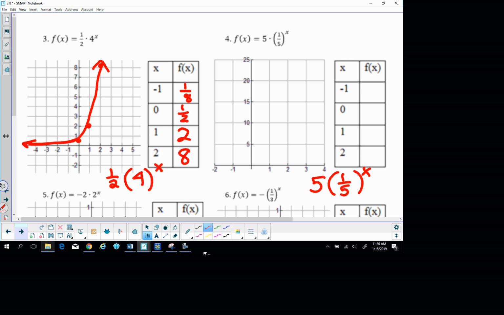Beautiful, now plot the points. So at -1, what do you guys get? Most of you got it. 25. 0. 5, 1 over 5. Beautiful. And so I would go plot these points.